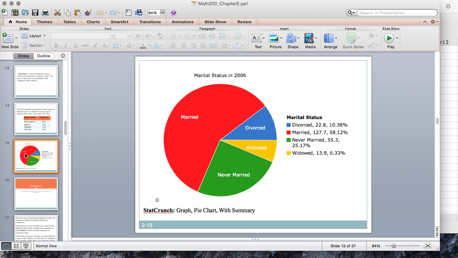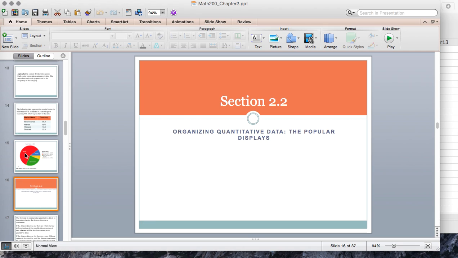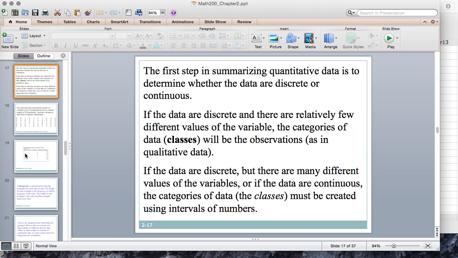chart in StatCrunch. Now section 2.2. A lot of the same stuff, except now we're going to be organizing quantitative data, so we have a couple of additional ways that we can do this. The first step for summarizing quantitative data is to determine whether the data are discrete or continuous, and we learned about that last time. Discrete just means countable, like has values of 0, 1, 2, 3, 4, and so on. Continuous means that our data can take on values like 1.5 or 2.5 or something like that.